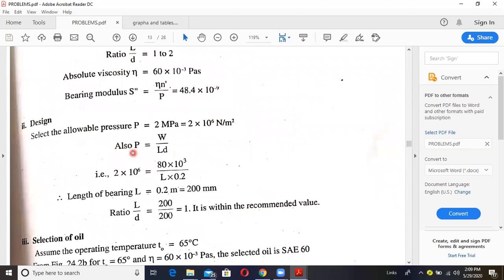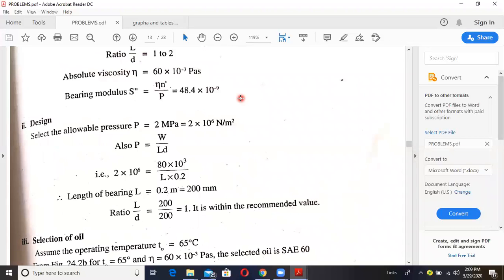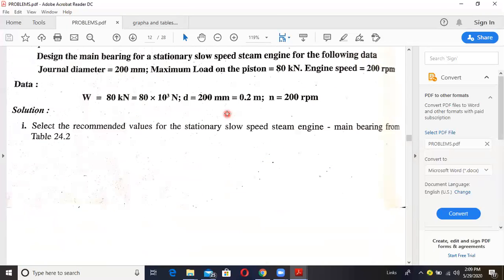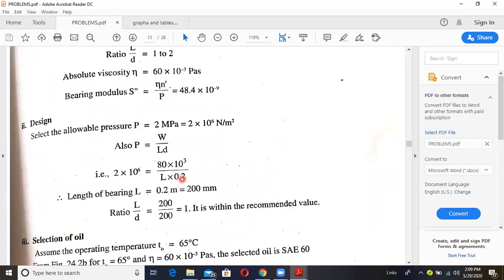Now we take the formula P is equal to W by LD. Substitute P and W. Here they have given L by D is equal to 1 to 2, and also in the question they have given the diameter D is equal to 0.2 meters. Substituting, we can calculate L. So we got L is equal to 0.2 meters, again 200 mm. Now the ratio L by D is equal to 200 divided by 200, we will get 1.